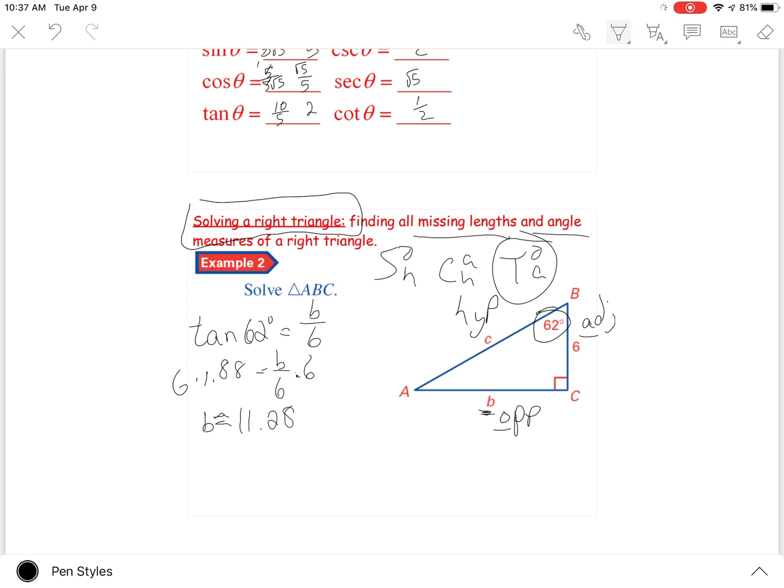Now, if I want to use the adjacent and now the hypotenuse, I'm going to use the cosine. So the cosine of 62 degrees is equal to the adjacent 6 over the hypotenuse of C. Now, with a little bit of algebra, C is in the denominator, so I'll multiply by C, and to get C by itself, I'll divide by the cosine of 62.